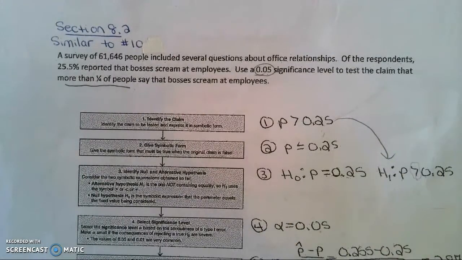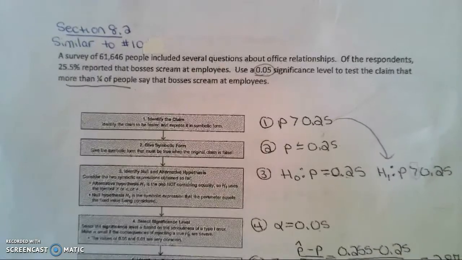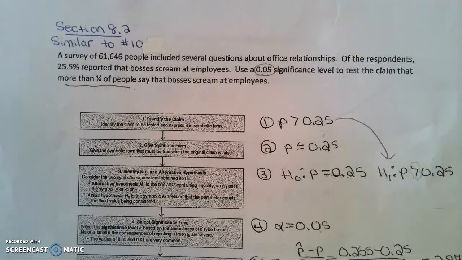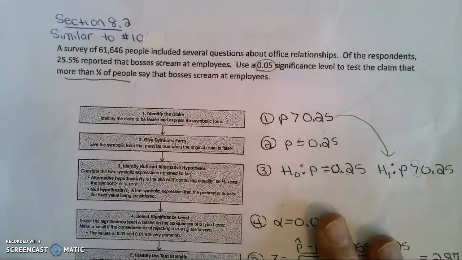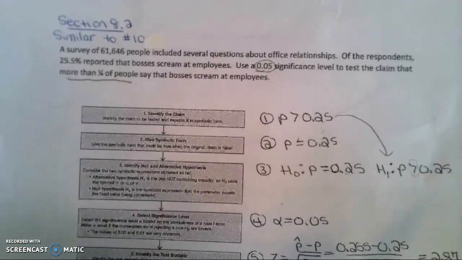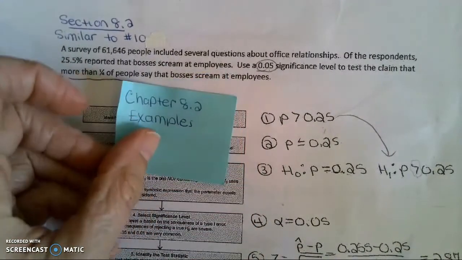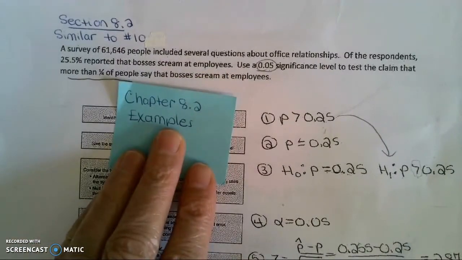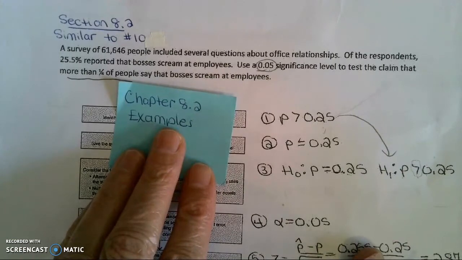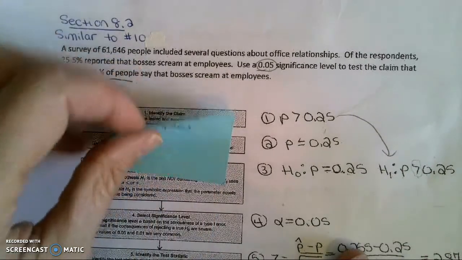Hi, this is our first example from section 8.2. On Canvas, I have two examples. This is one, and then there's another one that follows. In Canvas, it's called Chapter 8.2 Examples, and these are ones I usually do in class. So I thought I'd go over these today.